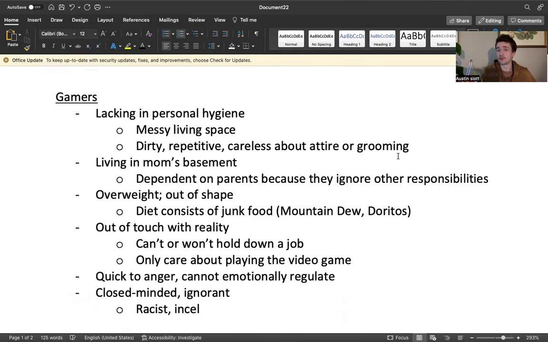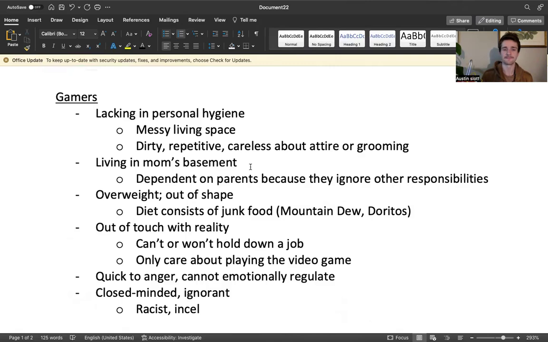They're basement dwellers, right? They live in their mom's basement. So we get the neck beard here in this one, the smelly neck beard. We get the basement dweller. They're dependent on their parents because they seem to just ignore other responsibilities, and perhaps their parents are somewhat enabling of their behavior.